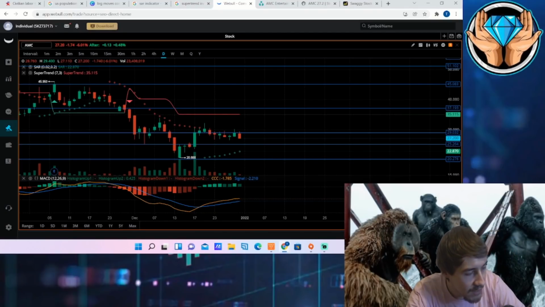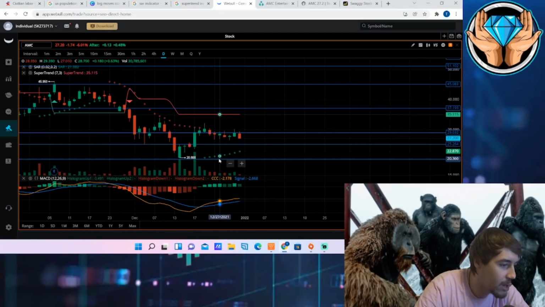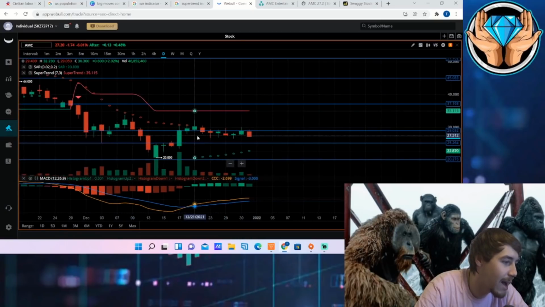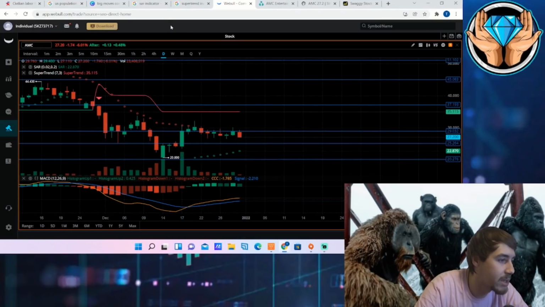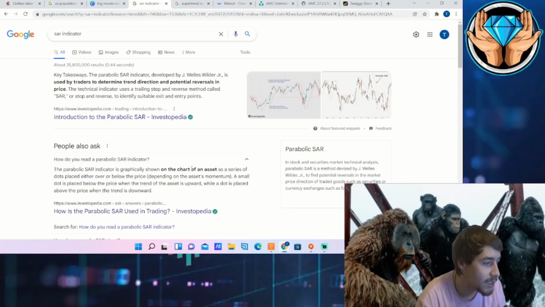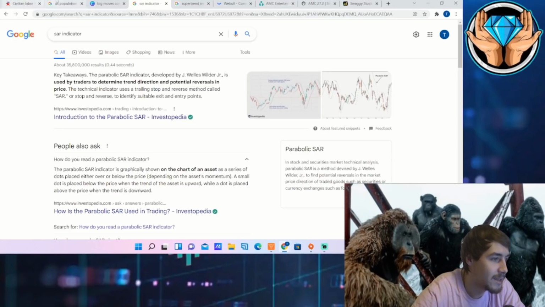Now, these indicators that I have, kind of funky looking, right? Just some hollow dots, green and red, below and above the price of the stock. This is the SAR indicator. The parabolic SAR indicator is graphically shown on the chart of an asset as a series of dots placed either over or below the price, depending on the asset's momentum. A dot is placed below the price when the trend of an asset is upward, while a dot is placed above the price when the trend is downward.